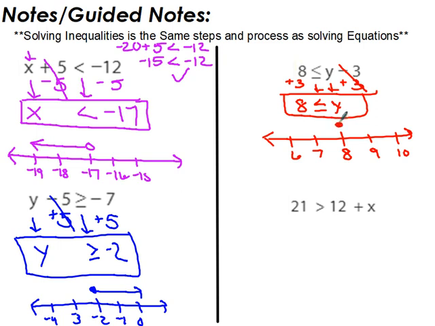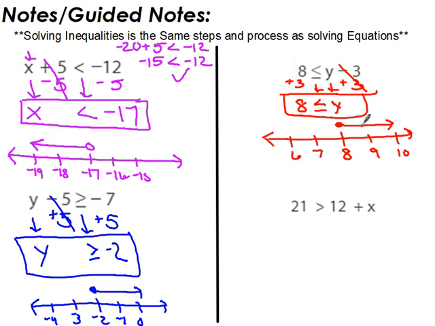If I plug in any number to the right of 8 on the number line, which goes on forever, so that means 9, 10, 100, 200, 17,000, all of those numbers, if I plug them in for y, would be a solution to this inequality. And I'm showing that by the graph. And I'm showing that I understand what this means.